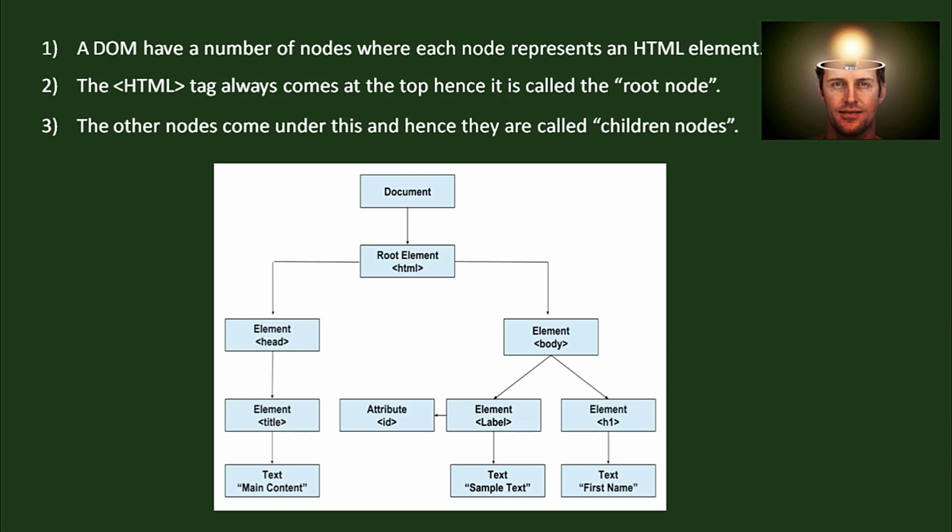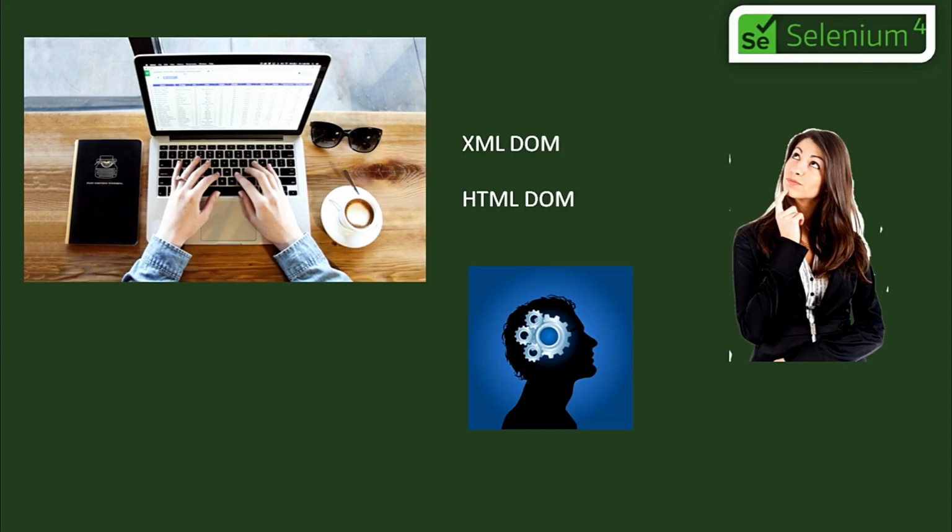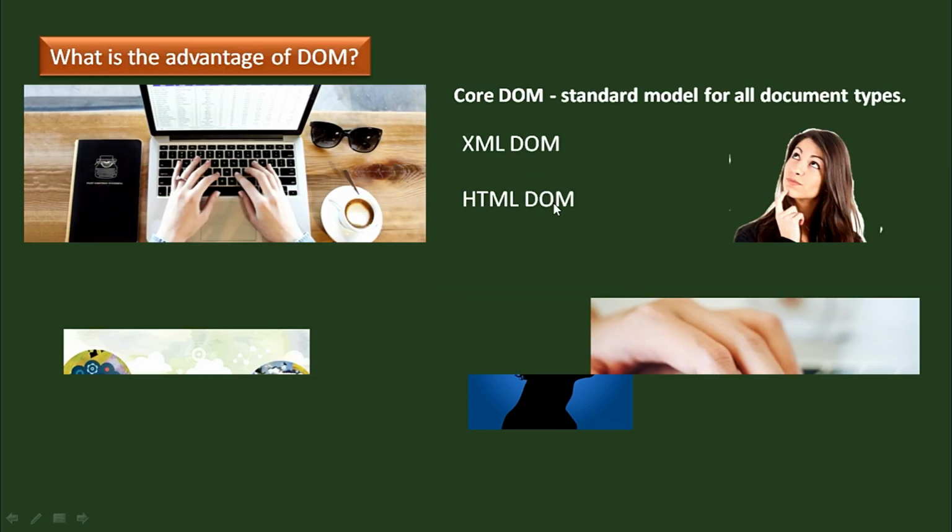Now let's get a brief idea about the types of DOM. There are three types of DOMs available. One is the core DOM, which we call the standard model for all document types. The second one is the XML DOM. You will see the XML document object model and the XML programming interface for a particular application. This we call an XML document. And most applications have the HTML DOM, they have HTML coding, because HTML is hypertext markup language.